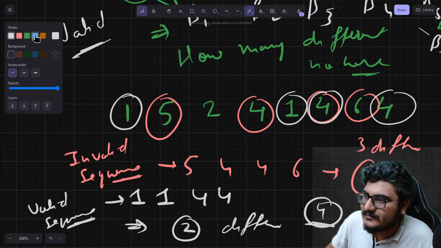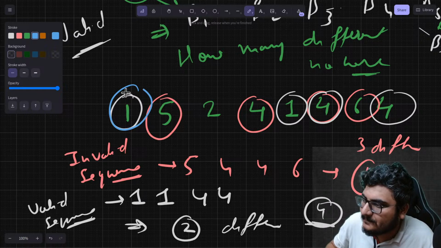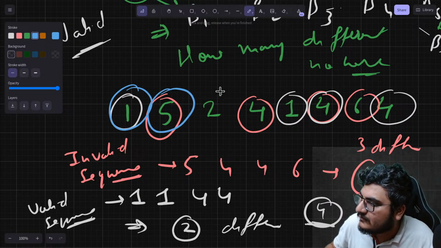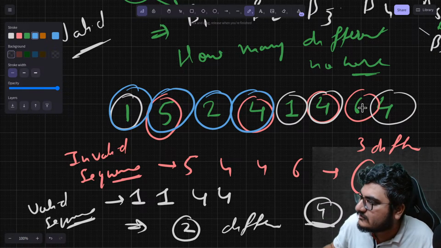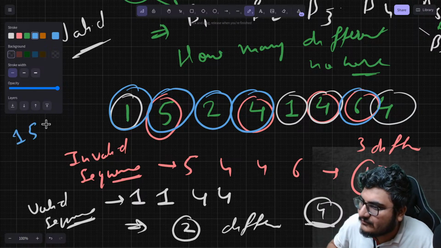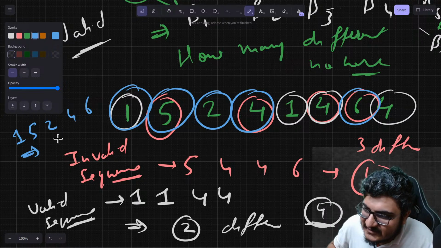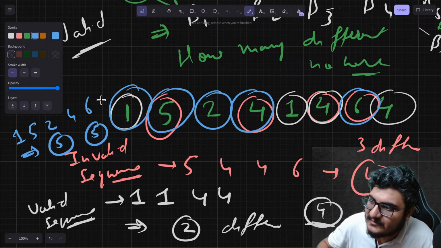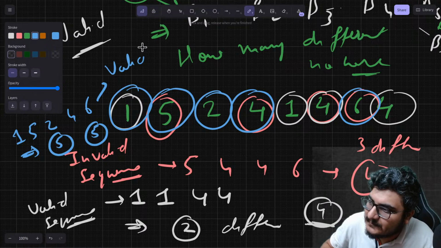Or probably we can do something better here. Let's choose 1, 5, 2, 4, 6. The total different elements here are 5, and the length of the chosen sequence is 5. Because 5 divides 5, this is also a valid sequence.